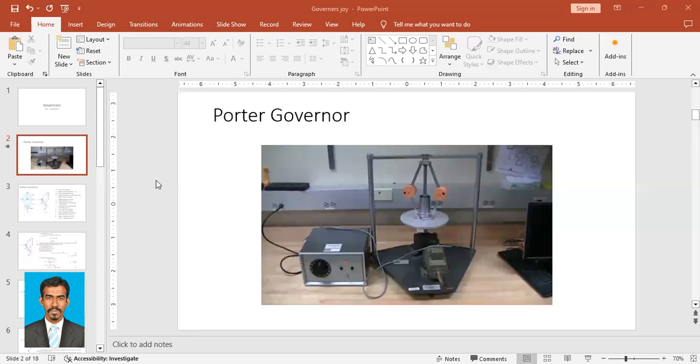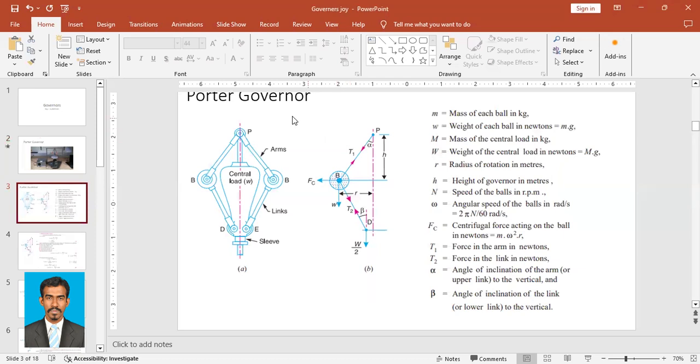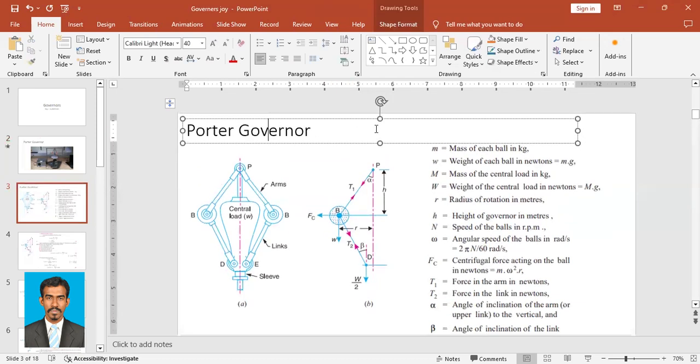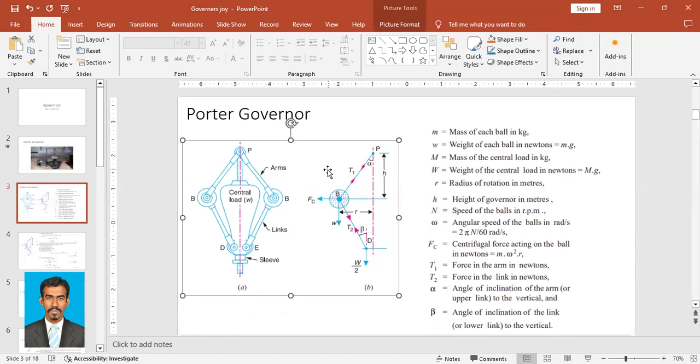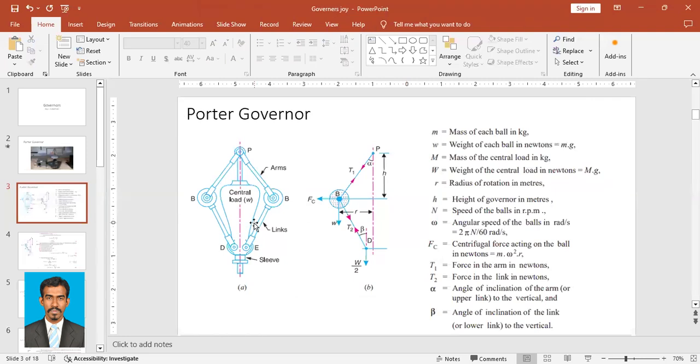Porter governor. Right? This is the next type. So here is a schematic of a Porter governor. You can see this is a kind of modified form of a Watt governor. Why am I saying it? Because in the Watt governor the sleeve does not have a weight. But in the Porter governor the sleeve will also have some weight. So that's the difference between the Watt and Porter governor.